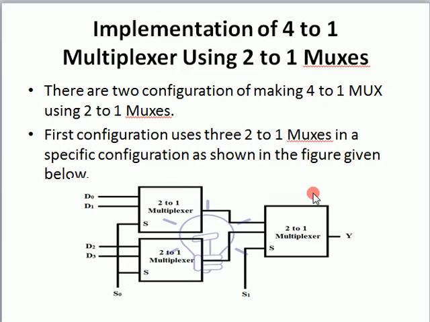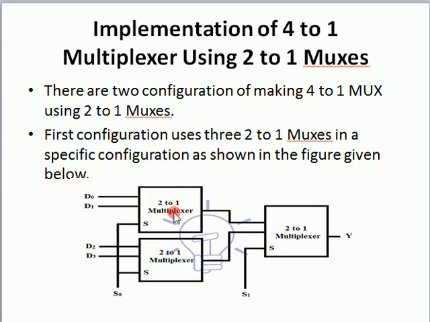Now we can implement the 4 to 1 multiplexer by using the 2 to 1 mux, and here we will see how many muxes we will use. First of all, there are basically two configurations when we have to implement 4 to 1 multiplexer using the 2 to 1 mux. In the first configuration we use three 2 to 1 muxes in a specific configuration, shown in this figure. Here we have a 2 to 1 multiplexer, then another here, and then a third here.